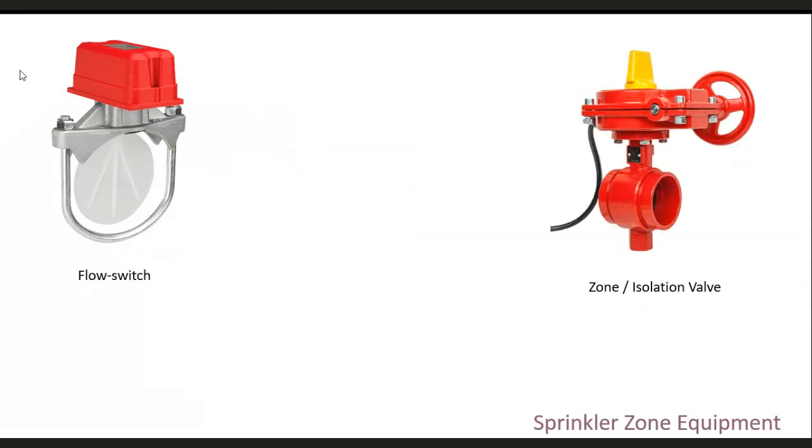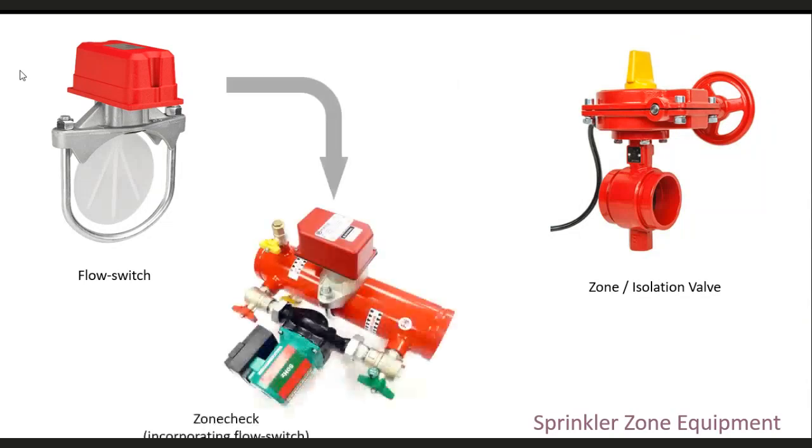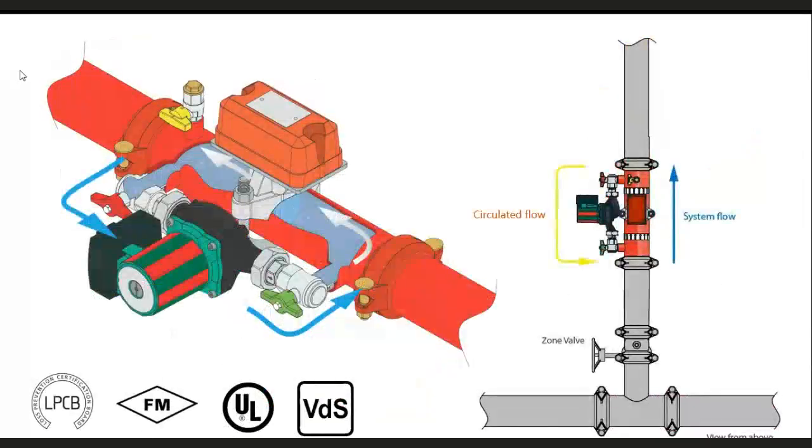Sprinkler zone equipment. In essence, we need a zone valve and we need a flow switch, but you can also buy the flow switch incorporated into a zone check, and that's what Project Fire sell. That's our main product, our leading product. It's called a zone check, and that incorporates the flow switch inside, and also means that you can test that flow switch without discharging any water.